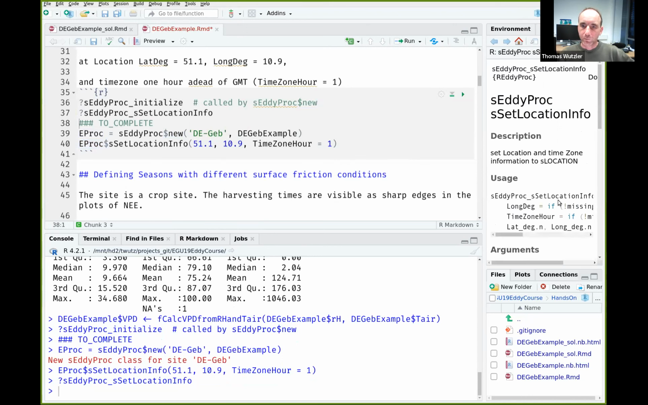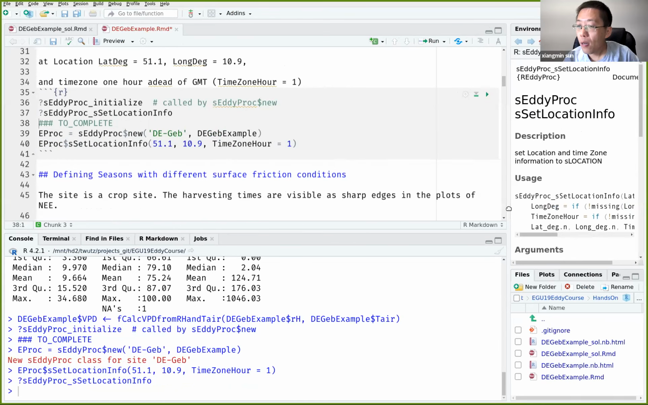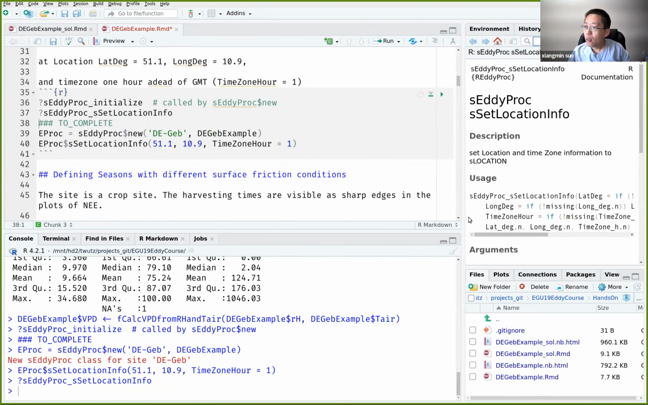Thomas, can you share your code in the chat so we can copy it? In the chat, I only see how you create a new file. No, I mean, can you copy your code to the chat so we can copy your code to repeat that? Yeah, thank you.